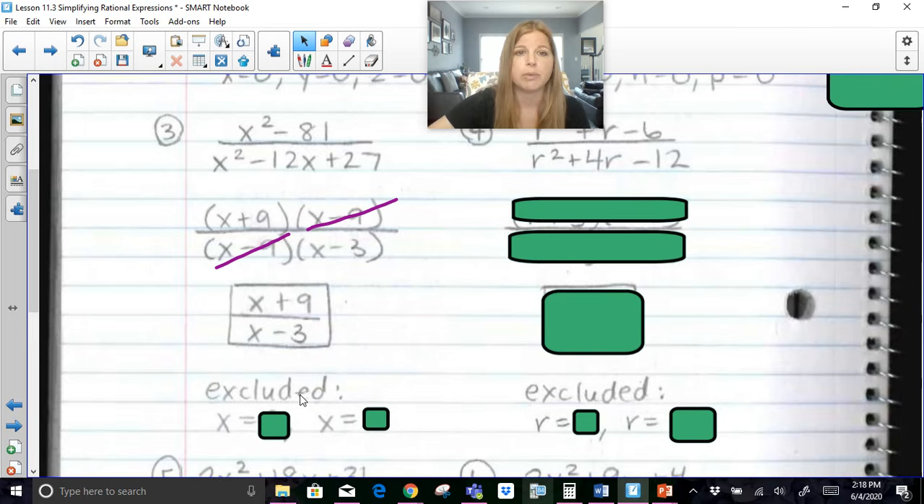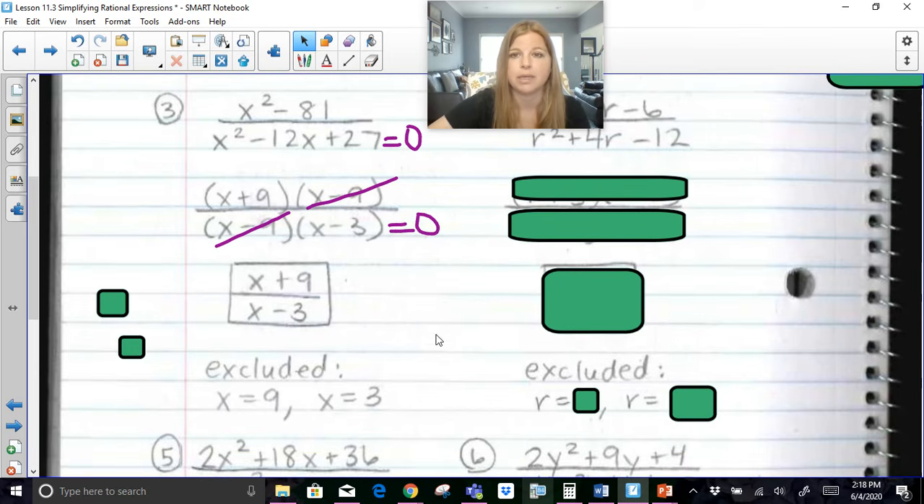Excluded values, remember, always come from the denominator. So if I was to take that denominator and set it equal to 0, we already know that this would be the denominator, set equal to 0 in factored form. If I've got x minus 9, my first excluded value is positive 9. If it's x minus 3, my second excluded value is positive 3.